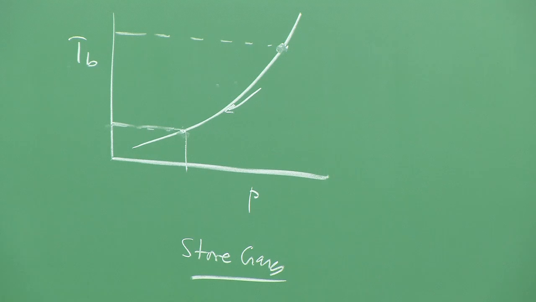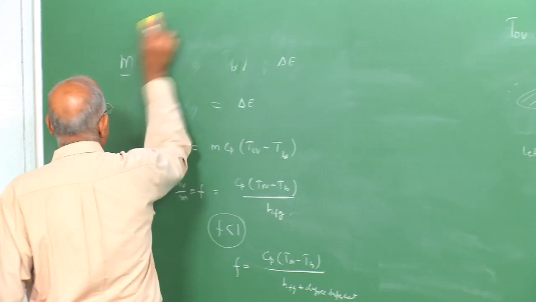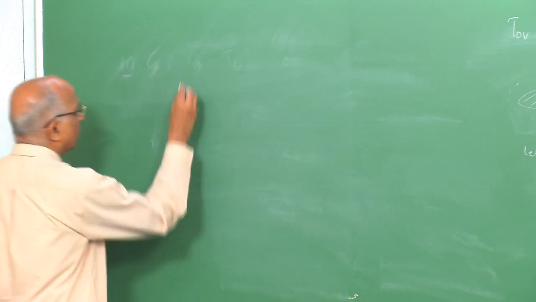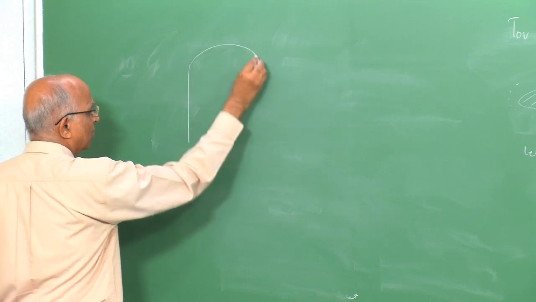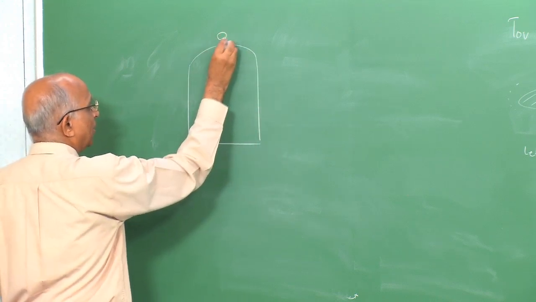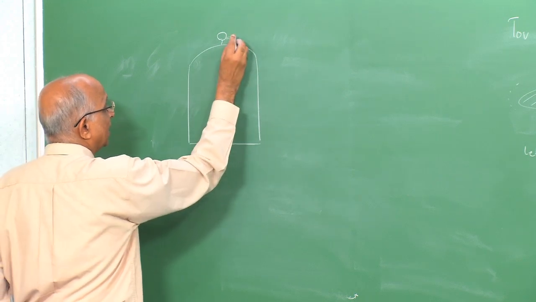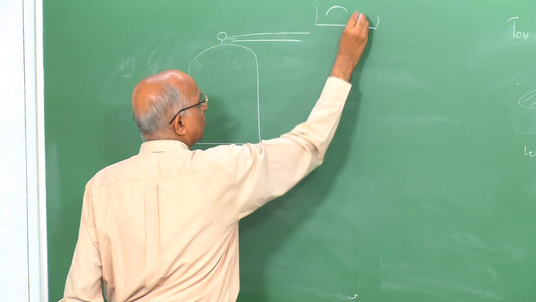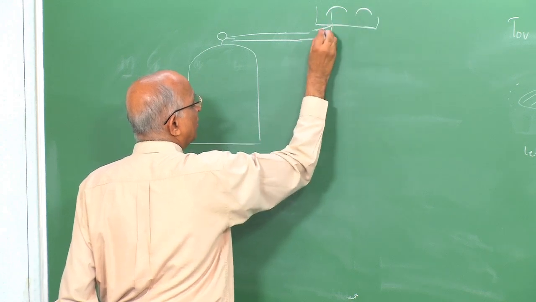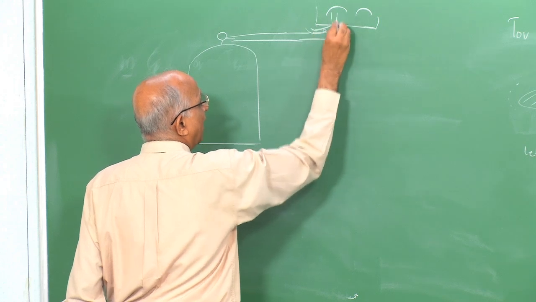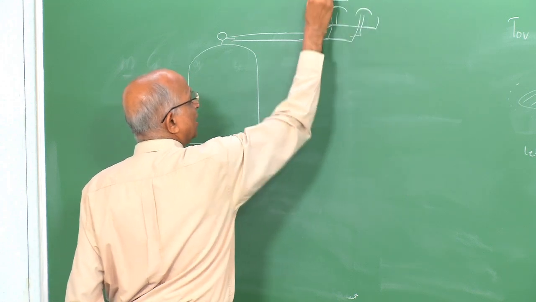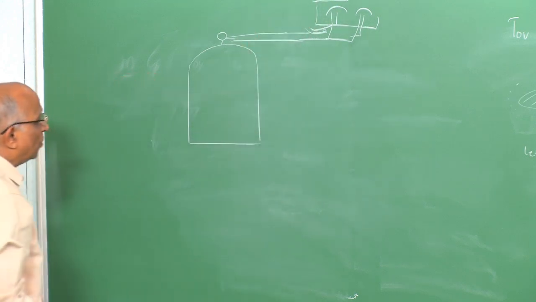Let's consider the example of what we normally use in our kitchens, the butane gas. It comes by different names. Let's say I store butane gas in a cylinder in the kitchen. I have a pressure regulator over here, and I connect the gas through a cable to a stove. This stove has different burner heads. I allow some air to get entrained over here, and I supply the fuel air mixture to the burner heads. I put my vessel here and boil my water or whatever for cooking.